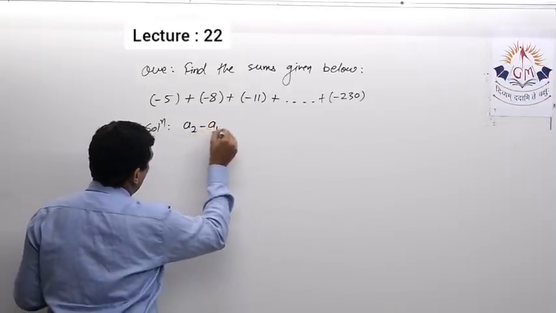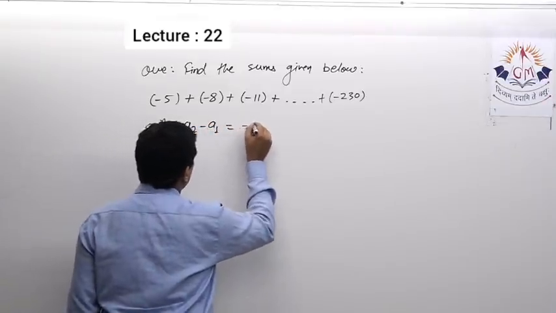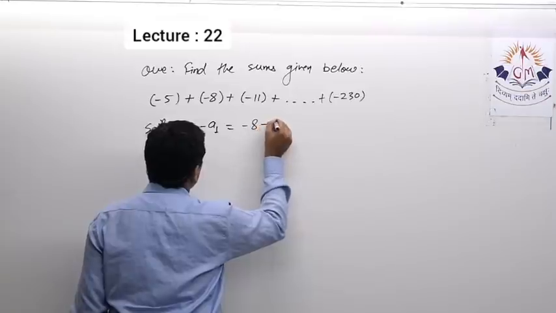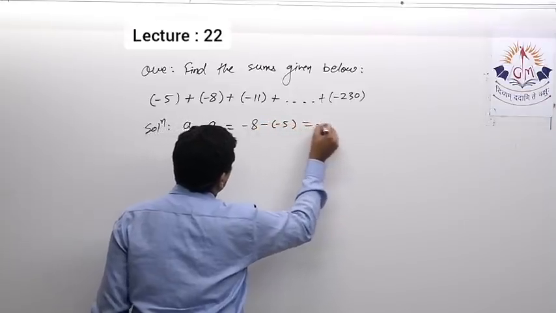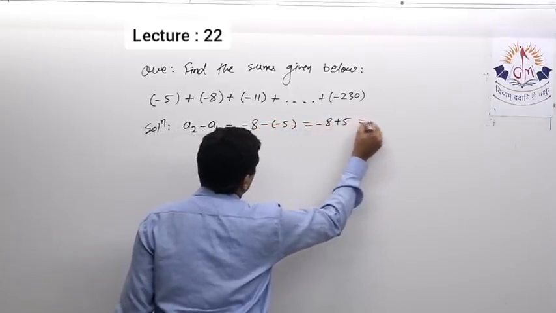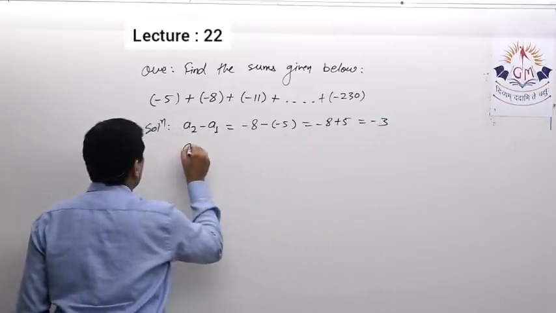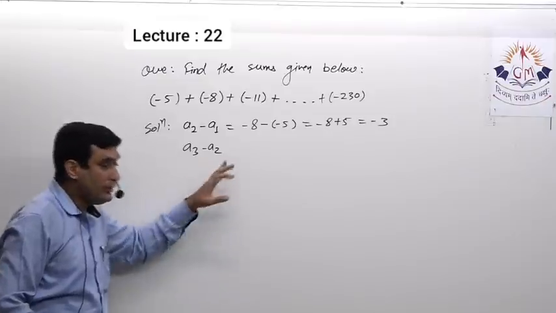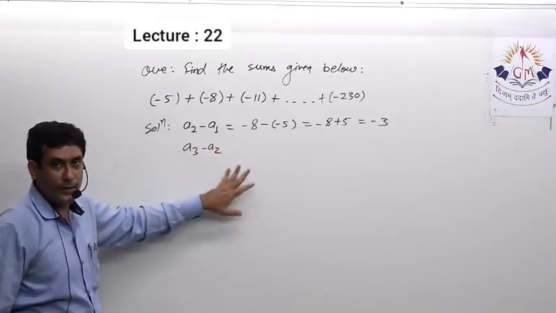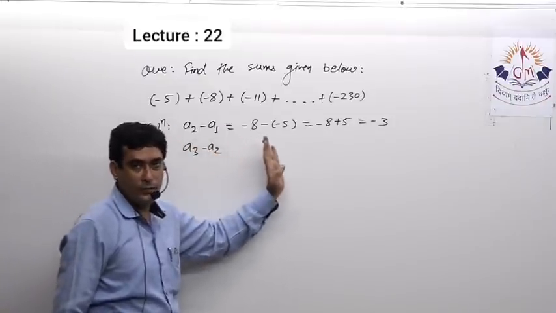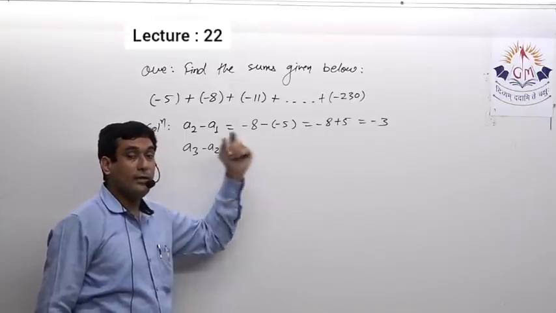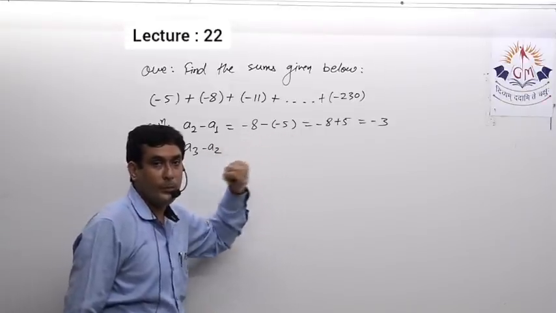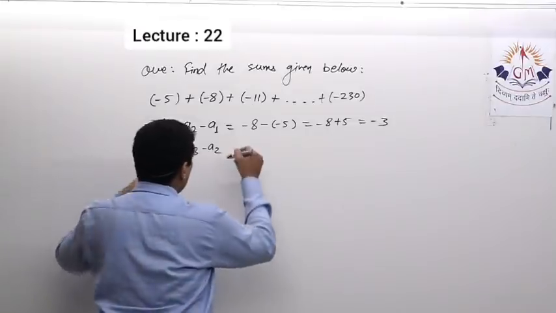A2 minus A1, that is minus 8 minus 5, so minus 8 plus 5, that is minus 3. A3 minus A2. If you remember, we solved this type of question in the very first or second lecture. Over there some sequences were given to us and it was asked to find whether the given sequences are in AP or not. Over there we used to do this.